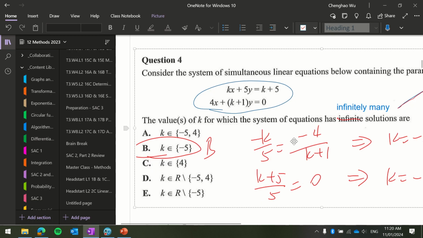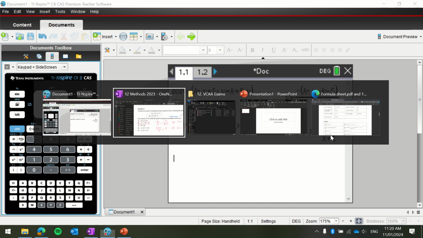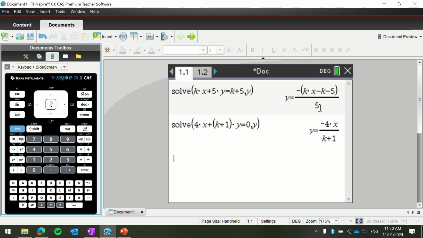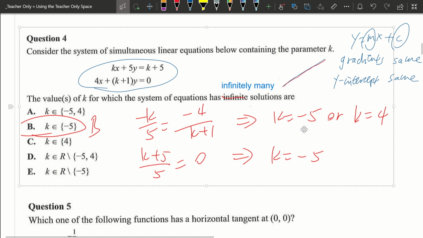So I make the gradients, see, the negative k over 5 is the gradient. Make it the same as the other gradient. And then (k plus 5) over 5 is the y-intercept. Make it equal to the other y-intercept, which is 0. So that's what I've written here. And you could use your calculator to solve these two equations now. And you should get k equals negative 5.